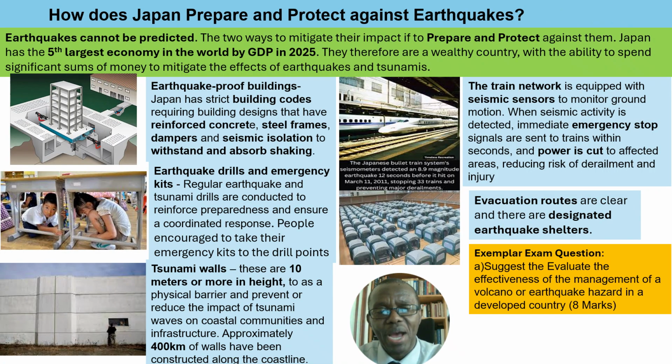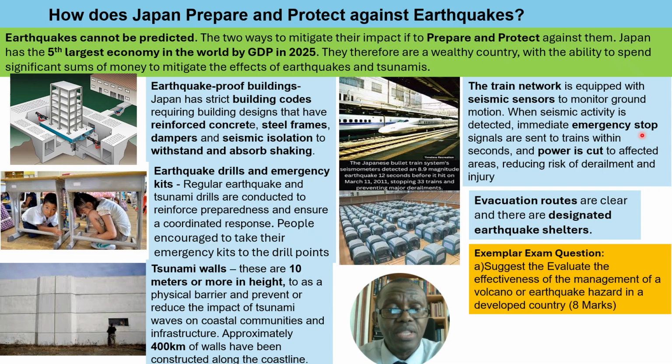So how does Japan prepare and protect against earthquakes? Earthquakes cannot be predicted. If we think about the process that leads to an earthquake, we did mention that it's a buildup of pressure below the ground over a long period of time, and that pressure is released suddenly and without notice. So it's really nigh on impossible to predict earthquakes. So the only thing that countries can do is to prepare and protect against them.